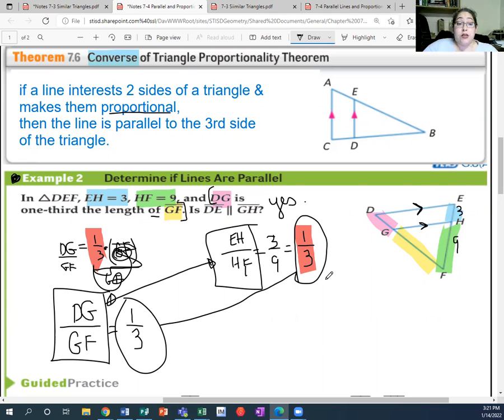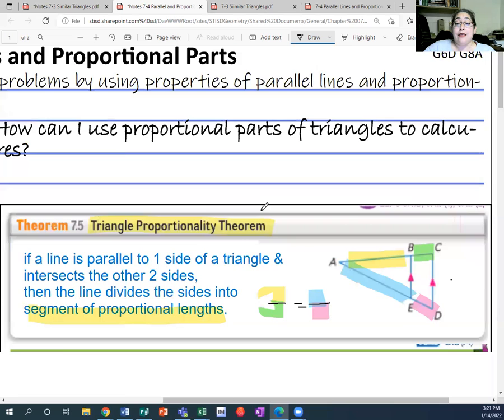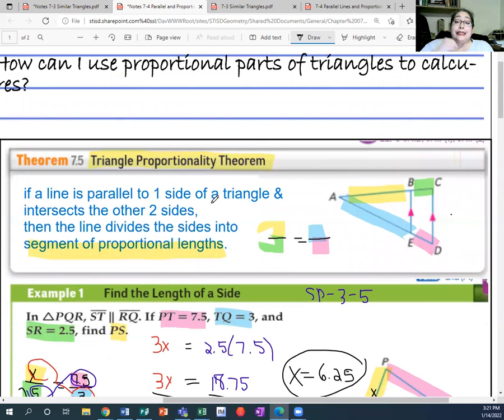All right, had a question in the chat, a real recap question, about the difference between this converse and this theorem. This theorem, you have to know that the side of the triangle and this line intersecting are parallel. You have to know that up front.